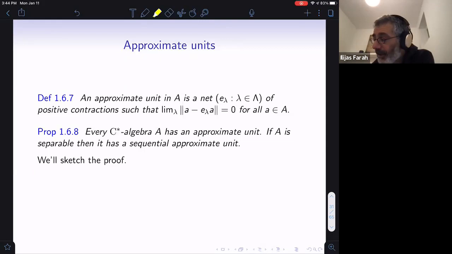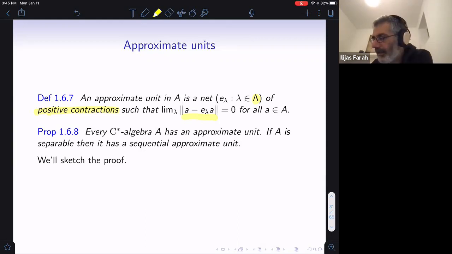Okay, so its definition: an approximate unit in A is a net. Here, capital lambda is some index set. Sometimes you can get away with natural numbers, but it's some directed set. So it's a net of positive contractions, so that for every element A in the algebra, E lambda A converges to A in the norm. Not everybody agrees that one should require positive contractions here. You just have to be careful if you're reading something in the literature. Some authors just require a net, but I just find it easier to require positive contractions.